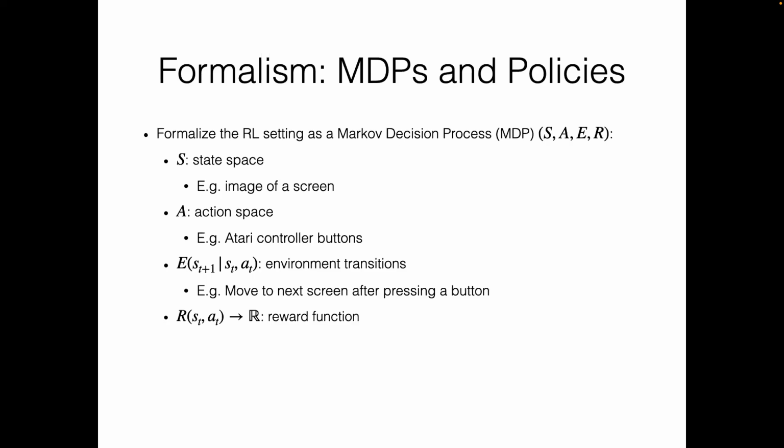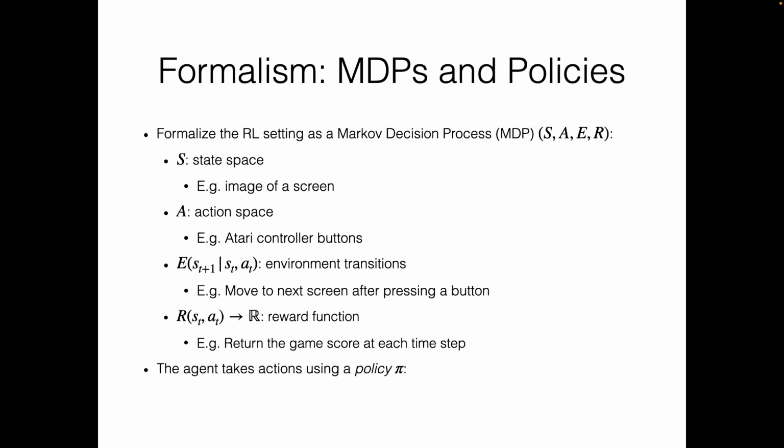Then here you have the reward function. You could also view this as being part of the environment, and you could have a probabilistic reward as well. But here we're just saying that it takes in some state and some action and then gives you a scalar number. For example, you could return the game score at each time step.